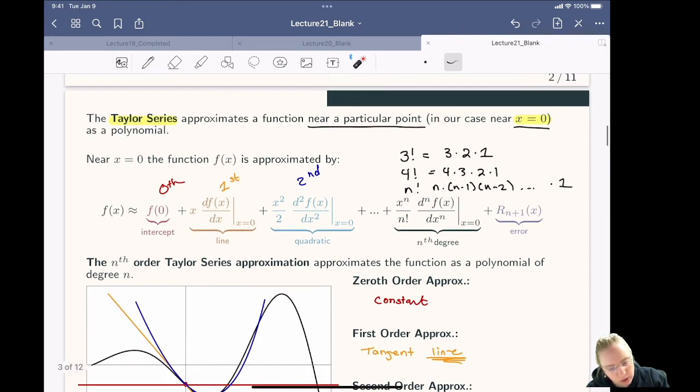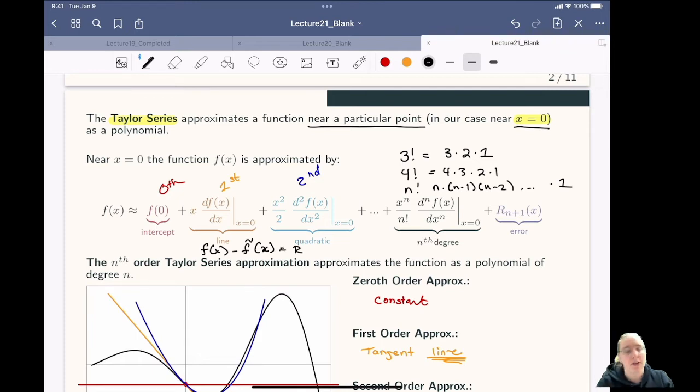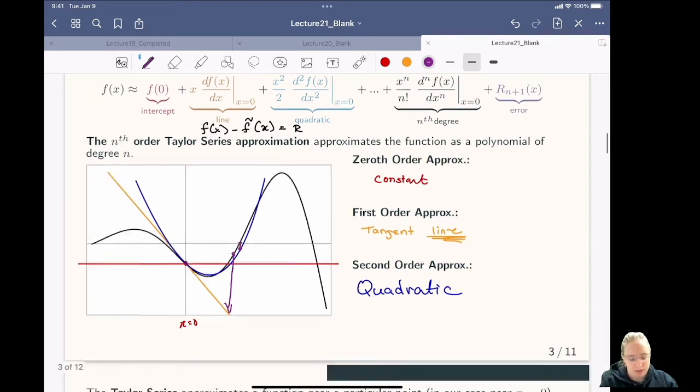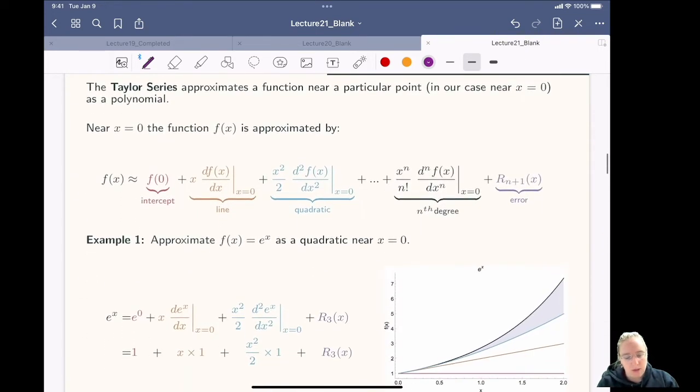So our true function f of x minus our approximate function f tilde of x is going to be equal to that error term r. So at some point x, r tells us how far we are from our approximation to the function. All right, so the Taylor series approximates a function near a particular point. So for example, we have this Taylor series, which is our general Taylor series. Let's use it to approximate the function e to the x near the point x equals 0.